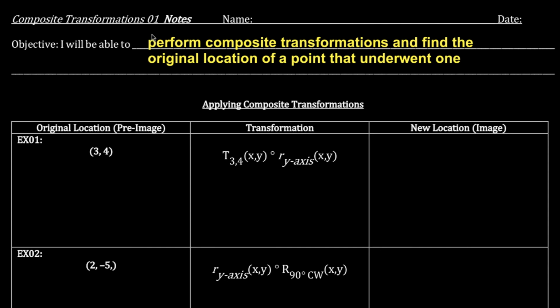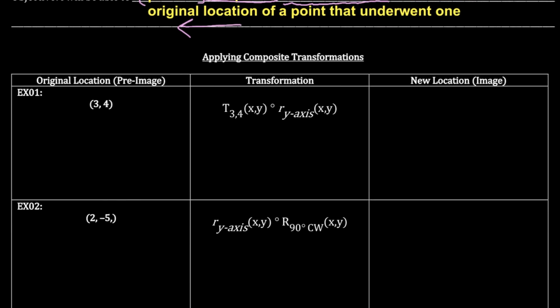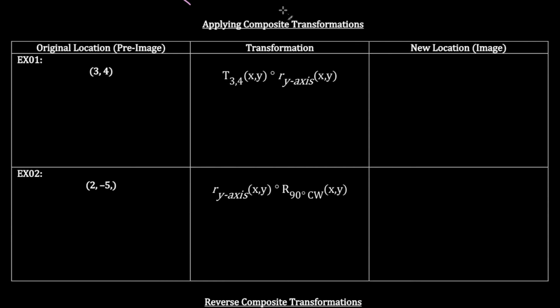Okay, so in this lesson, we are going to perform composite transformations and find the original location of a point that underwent one. So, go backwards, basically. We're going to go forwards and backwards with composite transformations. Now, before we begin, composite is like when you put things together. So it just means more than one transformation.